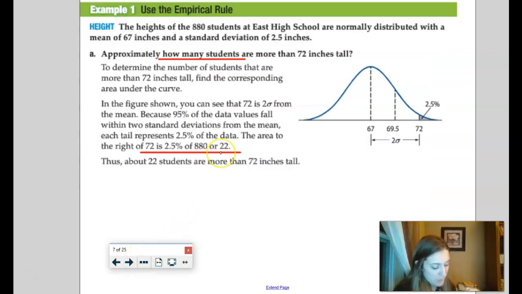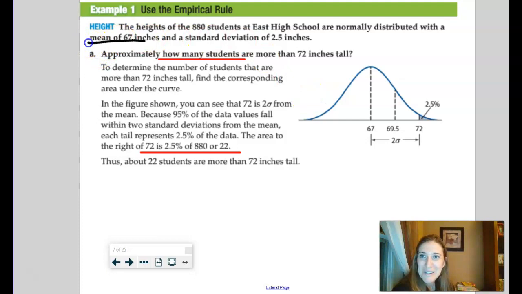So this example's from your book, and they've already kindly drawn me something, so that's nice. But we have 880 students, and their heights are normally distributed, with a mean of 67 inches. So you'll notice the first thing that they have is the mean of the data in the middle of your normal curve, and then a standard deviation of 2.5 inches. So as they travel 1, 2, however many deviations they need to go away from the mean, they just keep adding this 2.5. So that's where the 69.5 came from, and then eventually the 72.